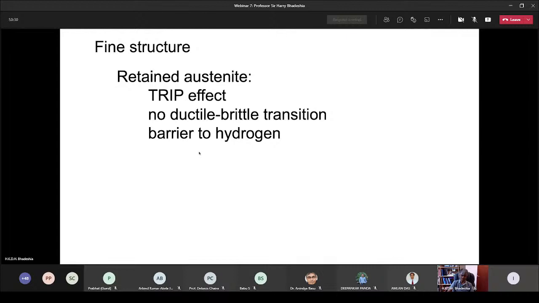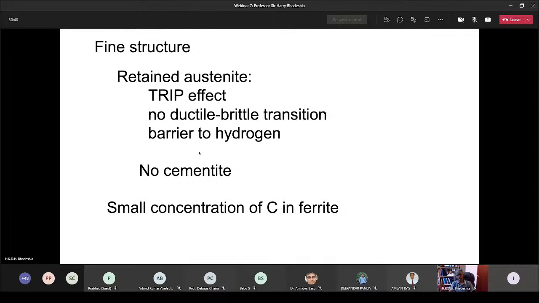We don't have the brittle cementite particles anymore, which is a very good thing. And we are left with a very small concentration of carbon in the ferrite. Ferrite is incredibly strengthened by carbon. So if you have too much carbon in there, then it will be brittle. So we have a whole set of principles here, which say that our beautiful microstructure in the simple alloy should be strong and tough. So let's see what happens, okay?